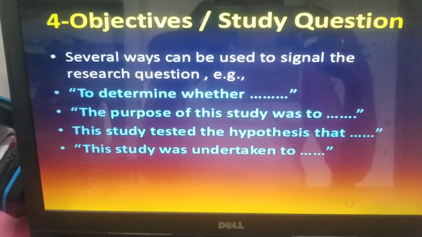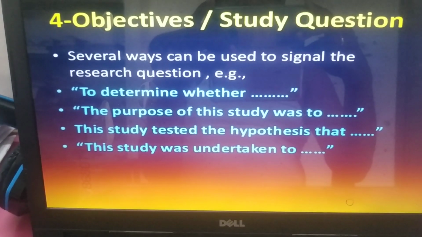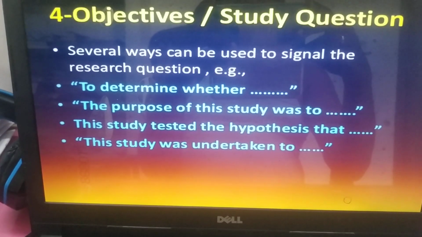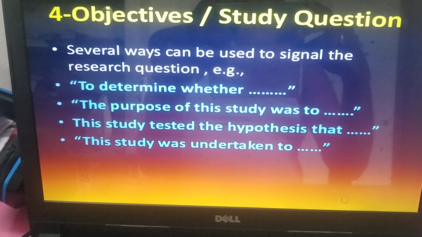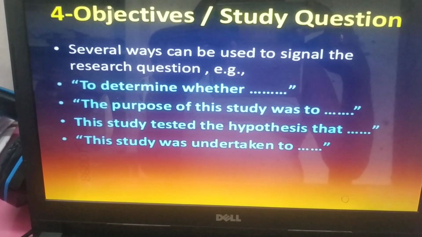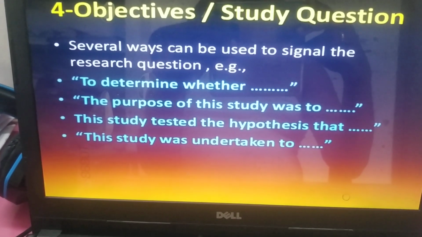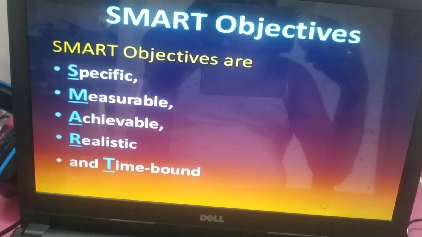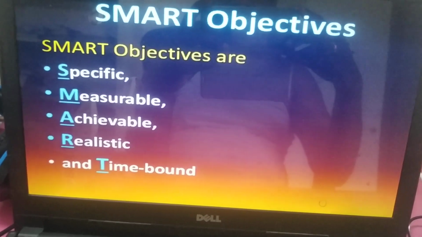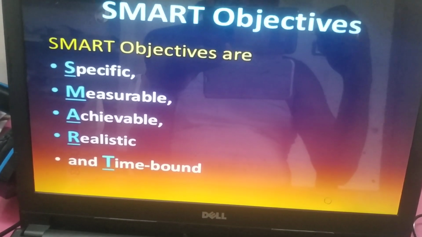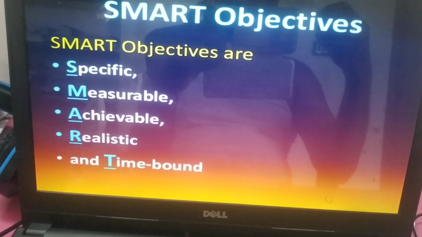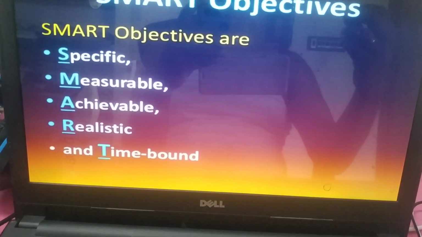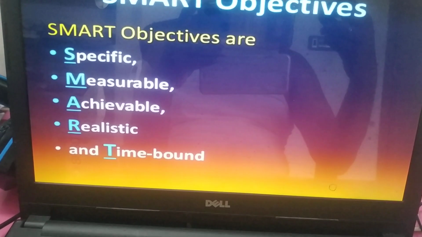Objectives. Several ways can be used to signal the research question. Examples: to determine whether, the purpose of the study was to, the study tested the hypothesis that, the study was designed to understand. So you have to begin like this. So what is your objective? Then SMART objectives are very, very important. That is, it should be specific, measurable, achievable, realistic and time bound. So we call it SMART.